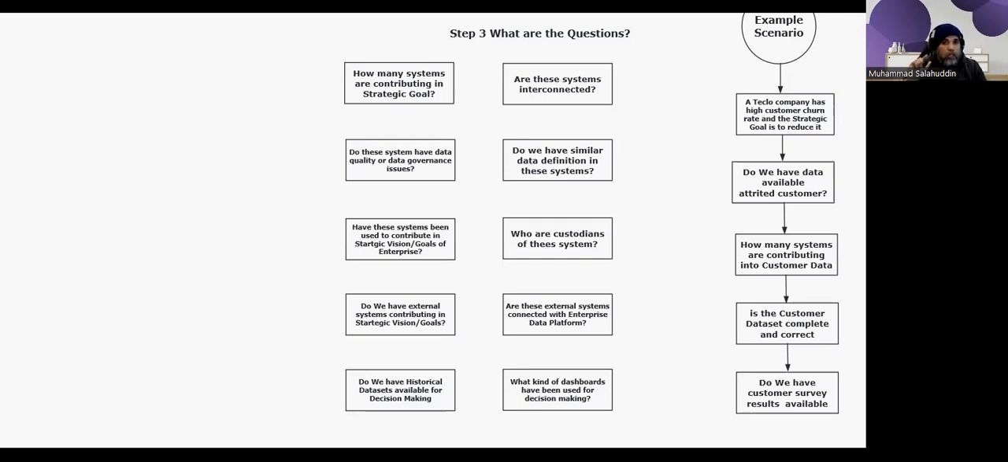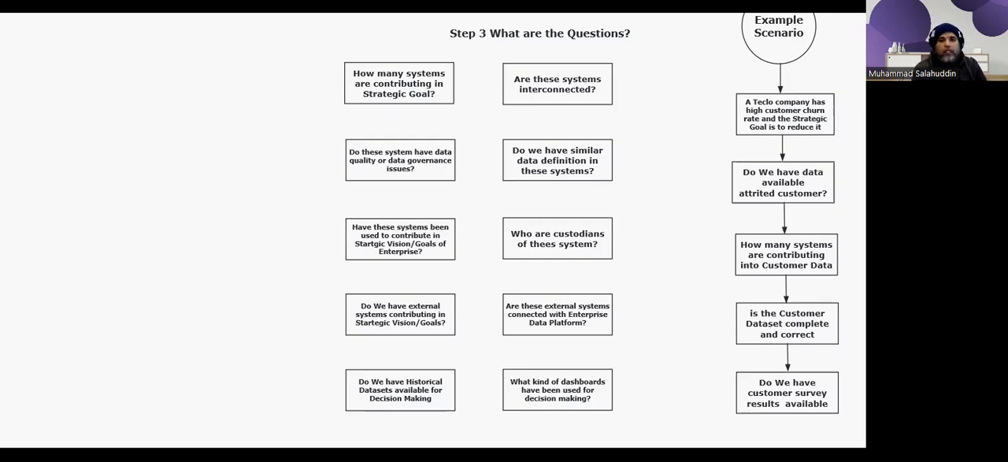So that's why you need to see, if you have identified a system which is contributing to the strategic goal, has that system been used, is it used in its full capacity, or is it used in partial capacity? That's another question for debate.